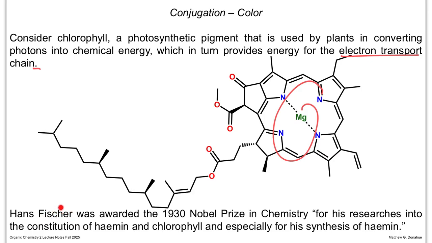We're going to learn about a couple different scientists named Fischer. This Fischer was awarded a Nobel Prize for the research into chlorophyll. And then this other molecule, heme. Plants use this. See the metal there, magnesium? This part of the molecule is flat, and then there's this cavity in there where magnesium sits.